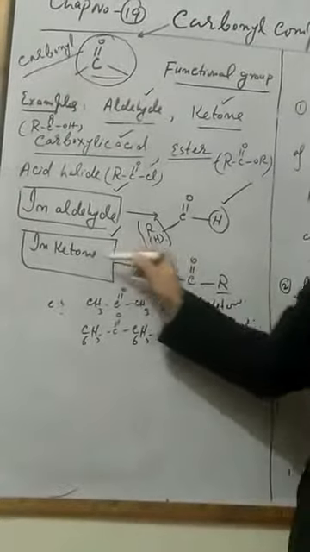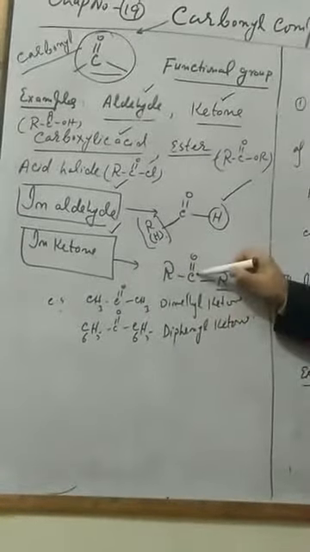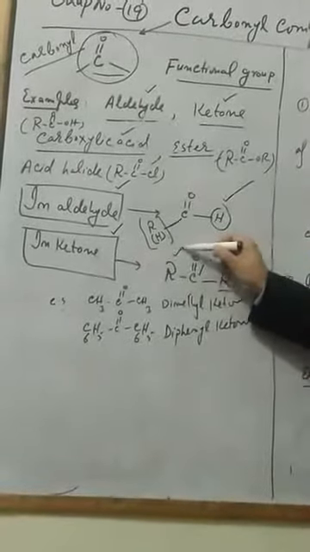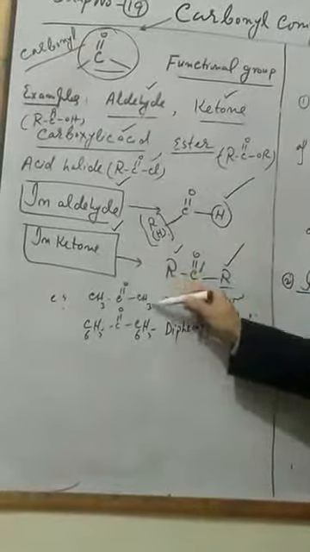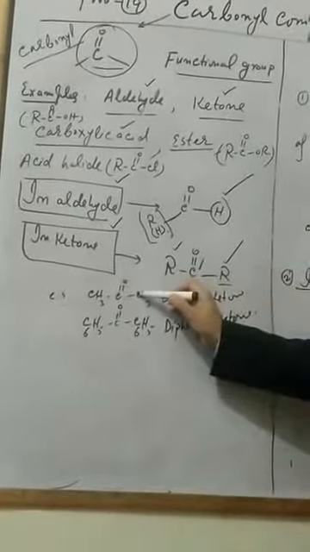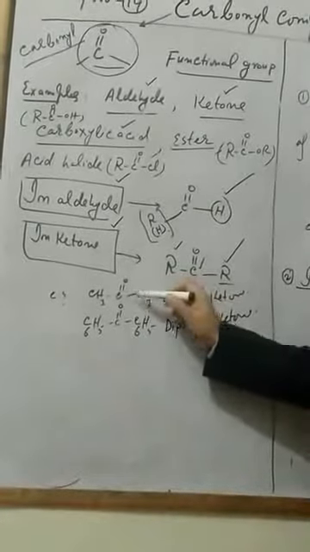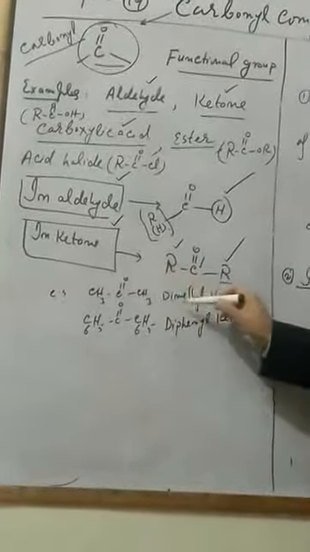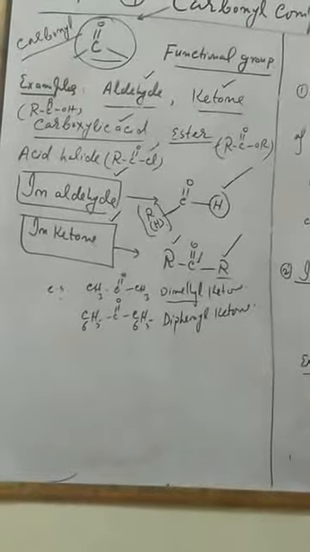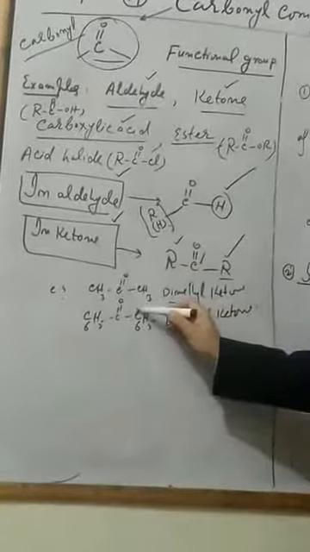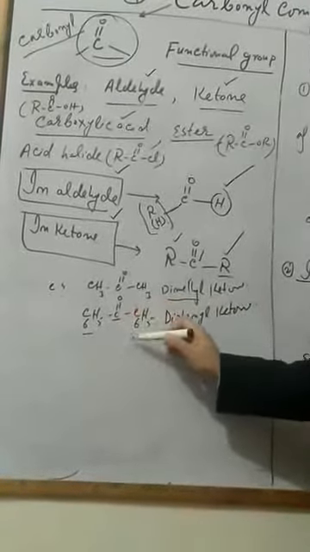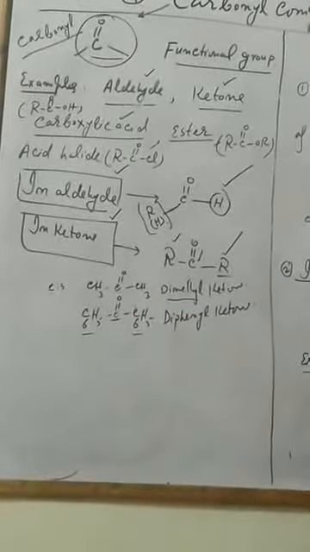In a ketone, the carbonyl carbon must be attached on both sides with carbon atoms. The carbon may be aliphatic like this one, or aromatic like this one. For example, here is CH3, CH3. Both carbons are attached to this carbonyl carbon, and the compound is dimethyl ketone. In the same way, here we have aromatic carbons attached to this carbonyl carbon, and the compound is diphenyl ketone.